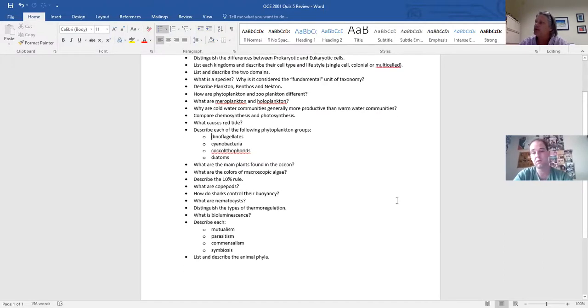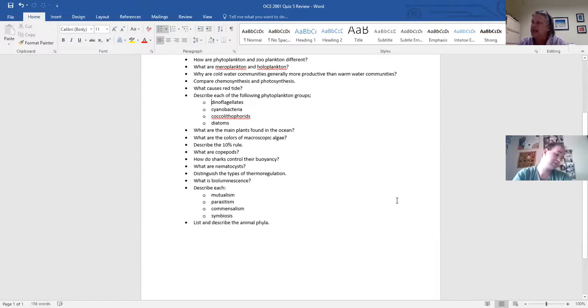Mutualism, parasitism, commensalism, and symbiosis. Symbiosis simply means living together in a relationship, where mutualism is mutually beneficial. Parasitism, one is benefiting, but the other is harmed. And commensalism, one is benefiting and the other is unaffected.